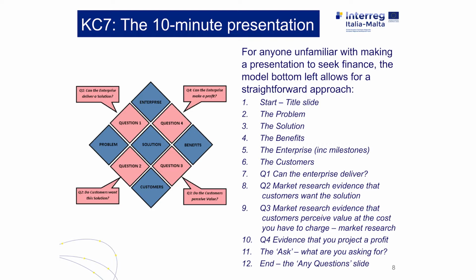As you can see there, it starts with the problem and the solution, the benefits, the enterprise, the customers, the 4 key questions. Can the enterprise deliver? Does market research evidence exist to indicate that customers want the solution? Do customers perceive value? And will you expect to make a profit? And then slide 11, the ask. What is it that you're asking for? The loan, the grant perhaps, or the equity finance.